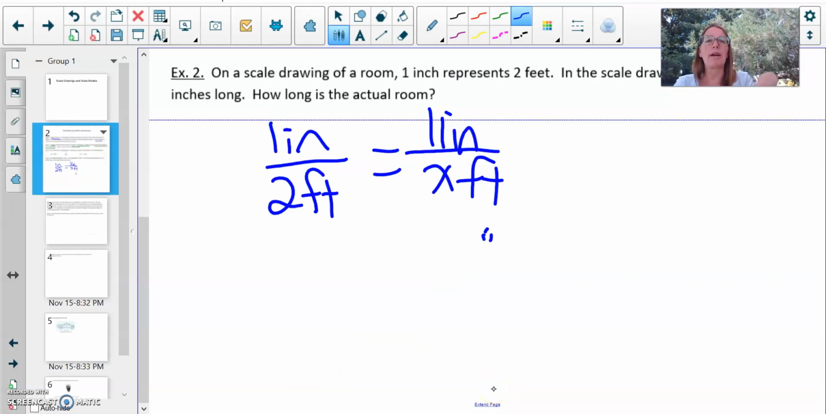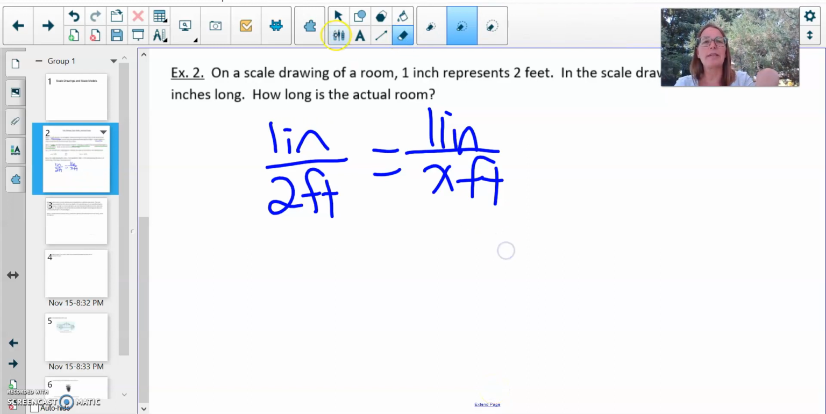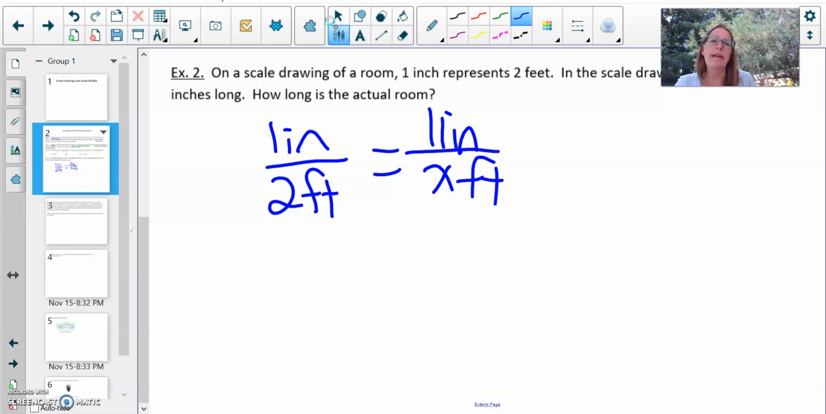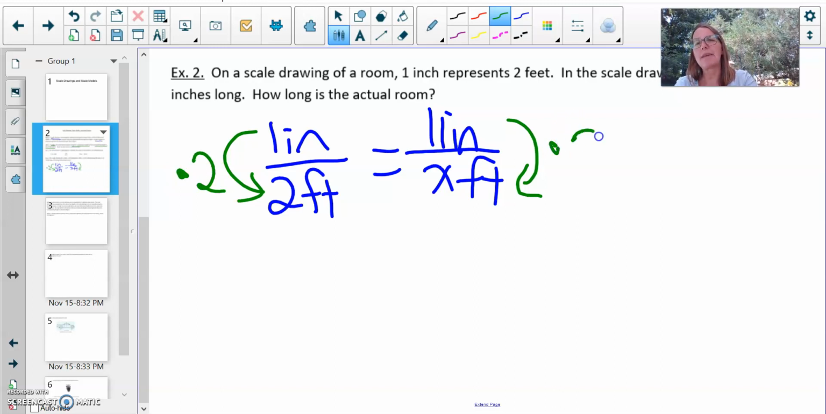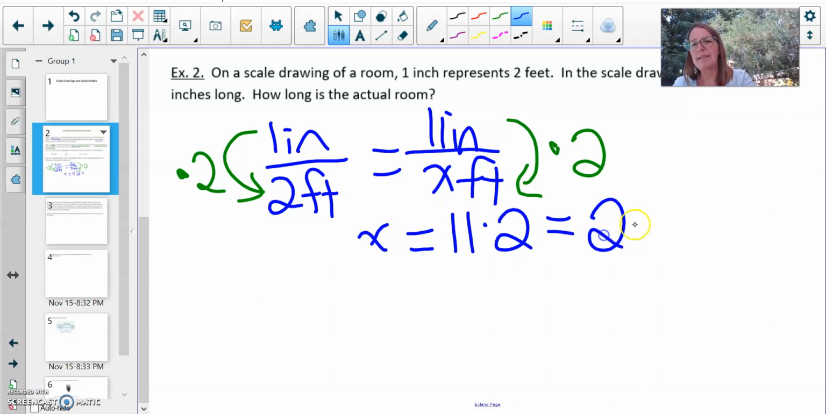You can either do cross products or scale factors, either way. In this case, I would probably do a scale factor. I'm going from 11 down towards x. So on the first ratio, going from 1 to 2, I multiply by 2. So doing that same thing in my second ratio, I see x equals 11 times 2, which is 22 feet.